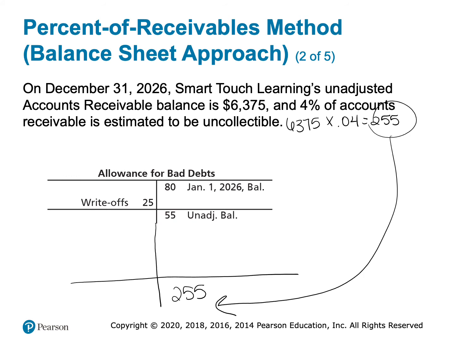So then step 2 is I need to determine how much I need to adjust allowance for bad debt by to make it go from 55 credit to 255 credit. And so in order to make this balance go from 55 to 255, I need to have a credit of $200. So my adjusting entry would be to debit bad debt expense, credit allowance for bad debt for $200. This adjustment right here is my bad debt expense amount.